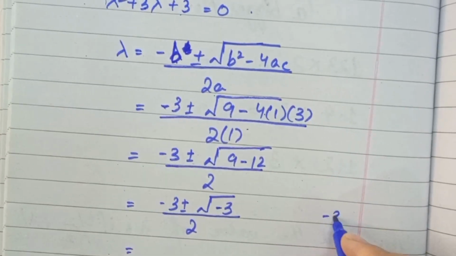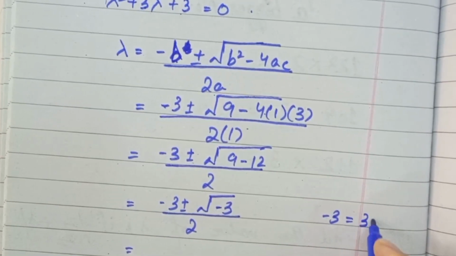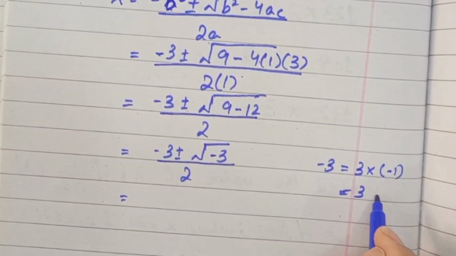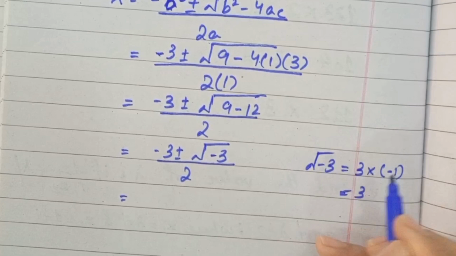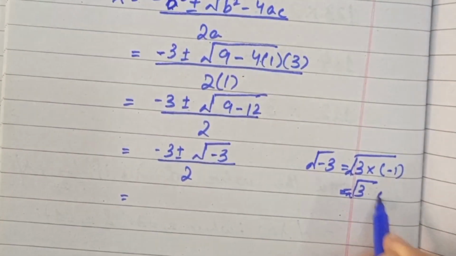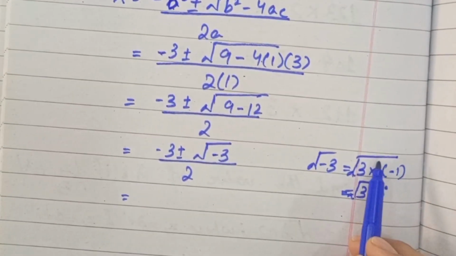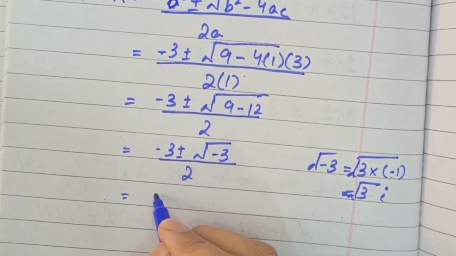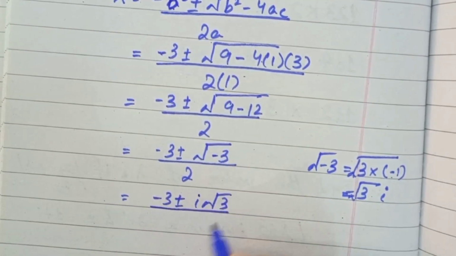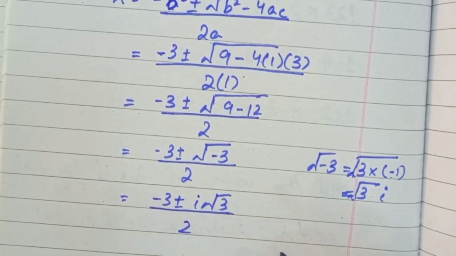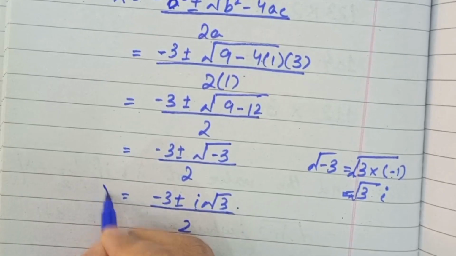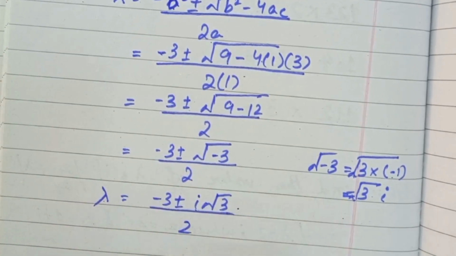We can also write minus 3 as 3 multiplied by minus 1, so we will put the square root here, and then write square root of 3 with iota, because square root of minus 1 is always equal to iota. It doesn't affect the answer if you write iota here or here. So this is our required answer. This is the value of lambda.